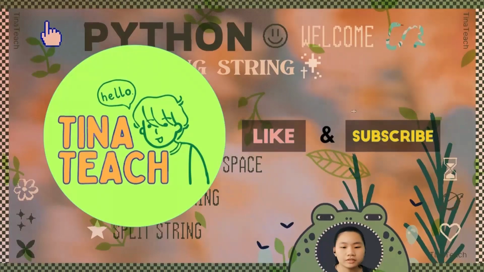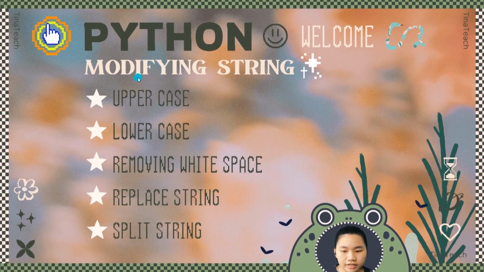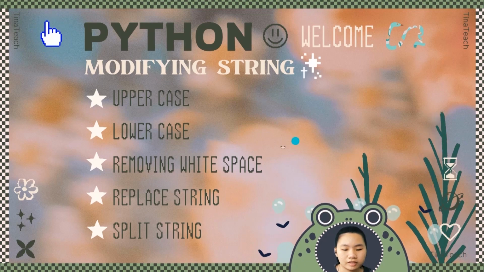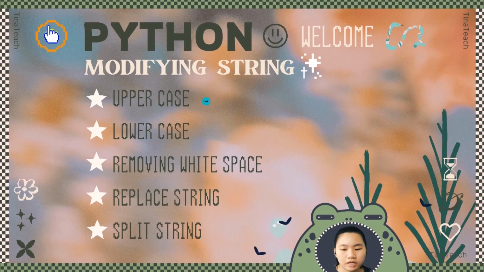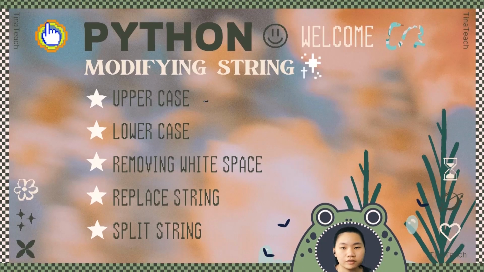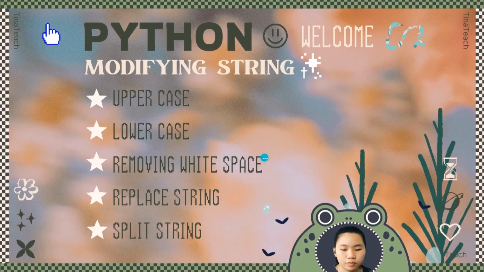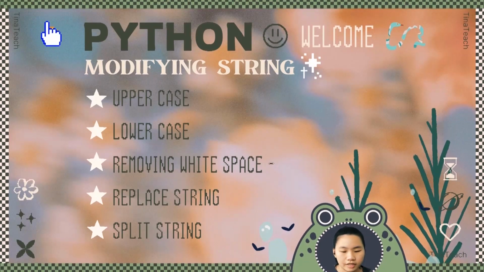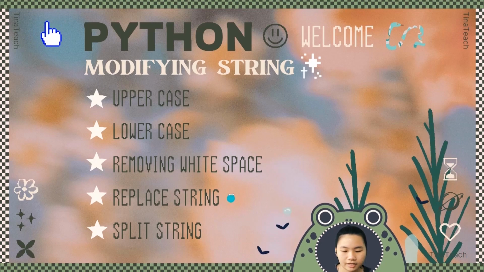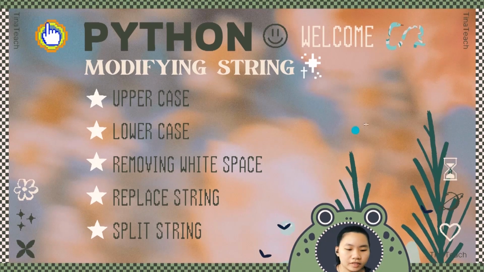Hello everyone. Welcome back to TinaTeach Python. Today's lesson will be modifying string. Well, I have a list of a bunch of things that we're gonna look into today. First, we're gonna have uppercase. You know how to make your text or your string uppercase, lowercase, and then removing the white space before and after our string, and then we can replace them and then we can split them, and let's see what they're all about. Okay, let's move on to the next part.